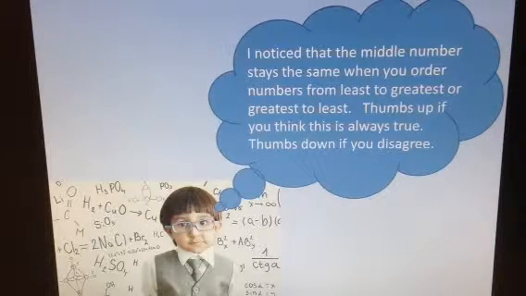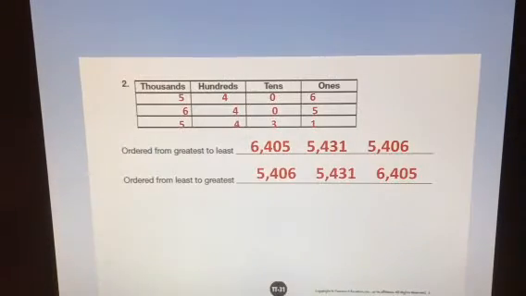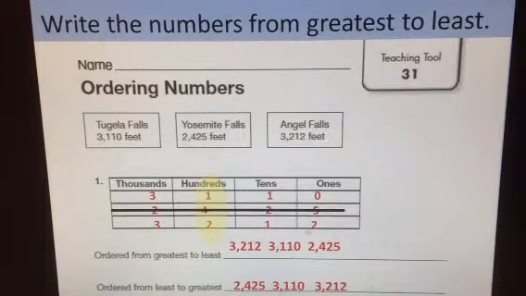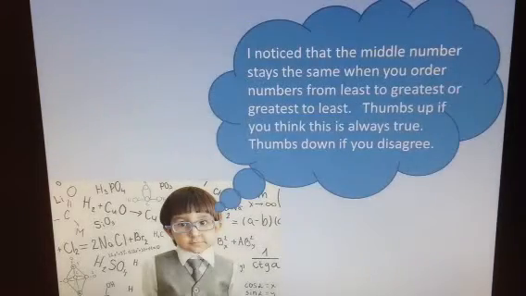The boy is saying, and I'll turn back a couple slides so I can explain it, that that middle number, pointing to it here, always stays the same no matter if you're ordering them from greatest to least or from least to greatest. See how it's the same middle number both times? Let's check the other problem we did as a class. Here, ordering from greatest to least, the middle number is 3,110. Here, ordering from least to greatest, the number is also 3,110. So it seems like what he's saying might be true. It might be that it's always true.